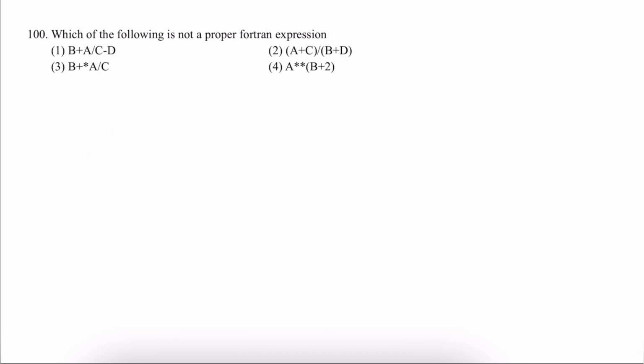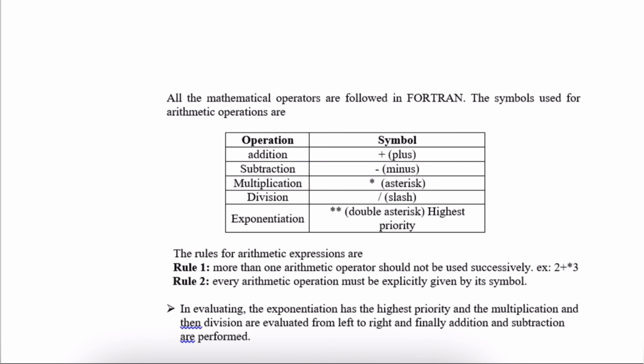Which of the following is not a proper formula translation expression, Fortran. The symbols of mathematical operations in Fortran are plus for addition, minus for subtraction, asterisk for multiplication, slash for division, and double asterisk for exponential, which has the highest priority. Some rules of arithmetic operators: more than one arithmetic operator should not be allowed successively. Suppose 2 plus star 3, addition and multiplication successively, we cannot allow two operators at a time.